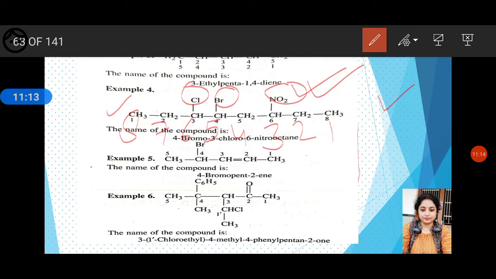Okay, and here chloro and bromo will be our prefixes. C for chloro, B for bromo. So alphabetically we write in the prefix. So the name should be 5-bromo, 6-chloro, 3-nitro octane. 5-bromo, 6-chloro, 3-nitro octane.